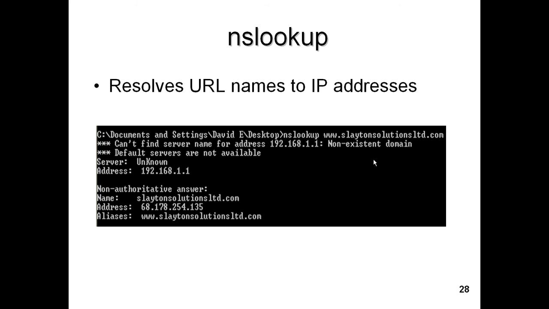Another one is called NSLOOKUP. NSLOOKUP gives you the ability to type in NSLOOKUP for www.slaytonsolutionsLtd.com, and it comes up with an address. It gives us a numeric address, 68.178.254.135. Now, understand something here. The SlaytonSolutionsLtd.com address, that's where my website is at GoDaddy. That's not the IP address of my house, right? That's the IP address of my website. And here's how you can get a URL, and then you can resolve to its IP address with NSLOOKUP.